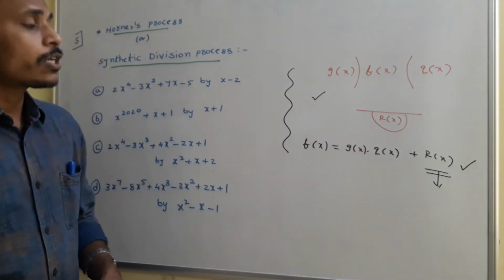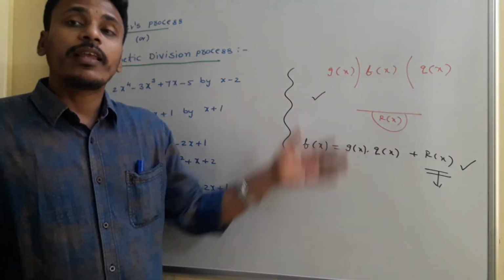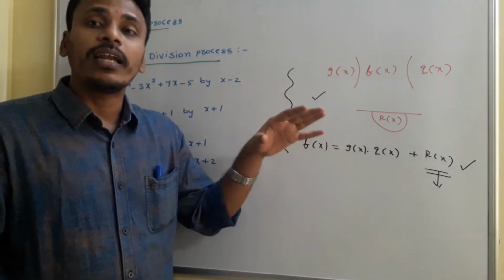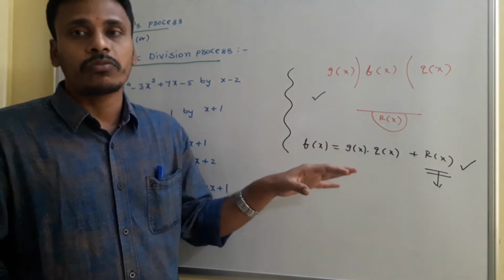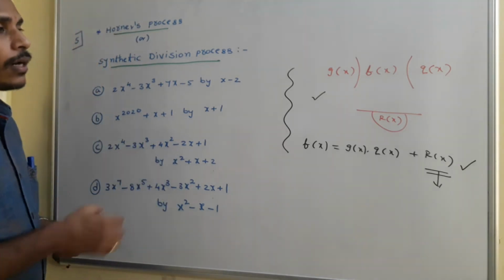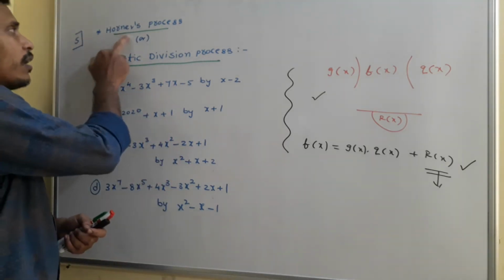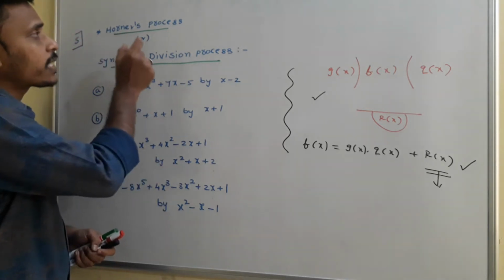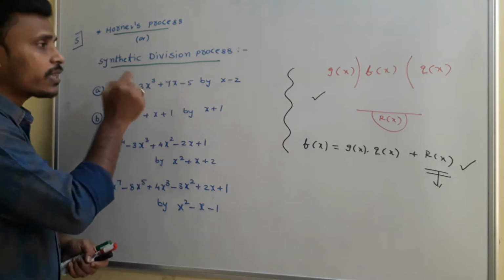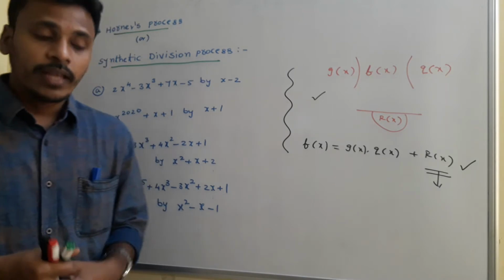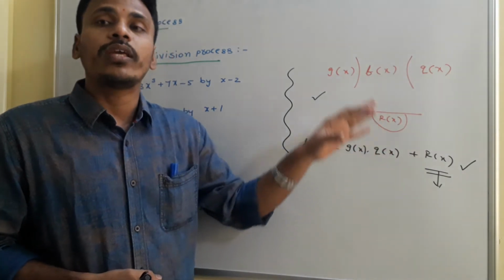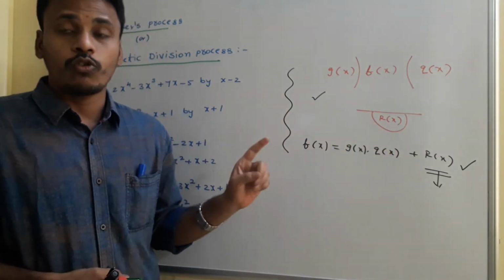But sometimes, to find the remainder or quotient, the process of division is a bit lengthy and complicated. So to avoid that lengthy process of division for some problems, another process was developed. That process was proposed by the mathematician Horner. So by his name we call it Horner's process, and it is also known as the synthetic division process. The synthetic division process helps us in a smart and simple way to find the remainder and quotient without doing actual division.